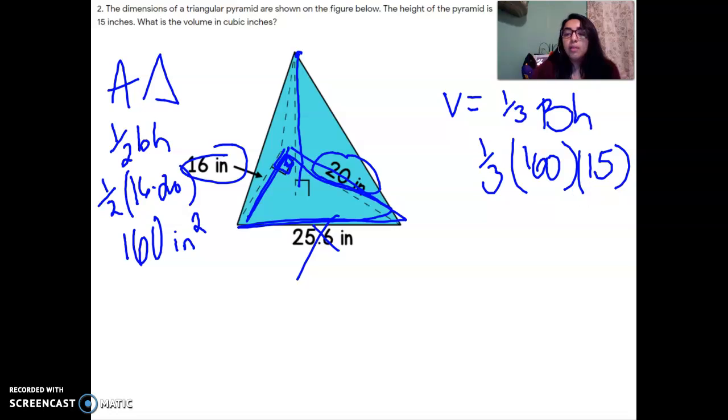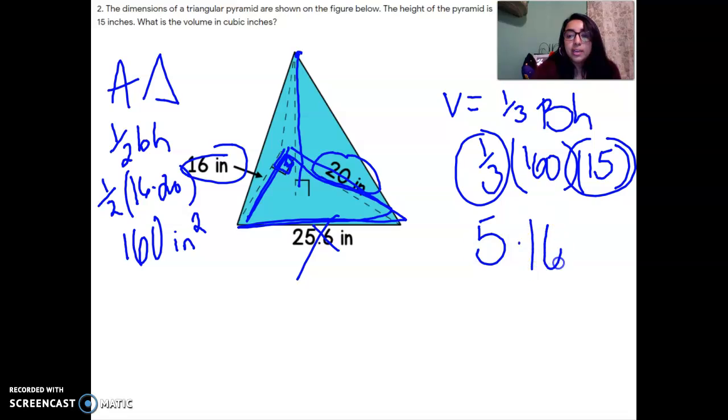So now that you have all the information, you just do the same thing. You can take a third of 15. For me, I would say 15 divided by 3 is 5. And then 5 times 160 would give me my answer, which in this case is 800 cubic inches.